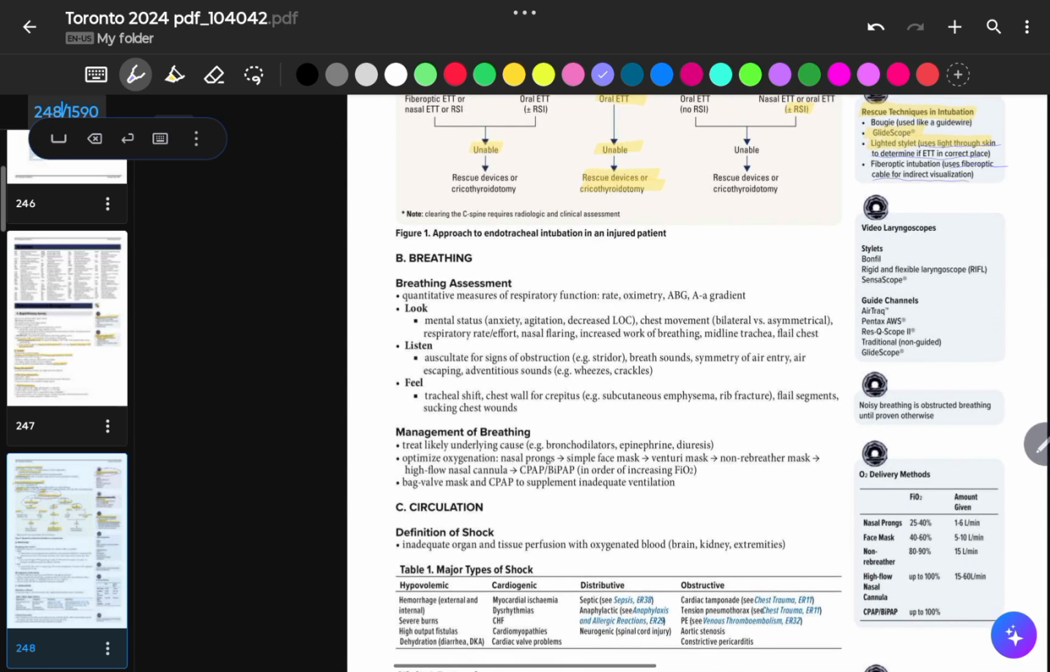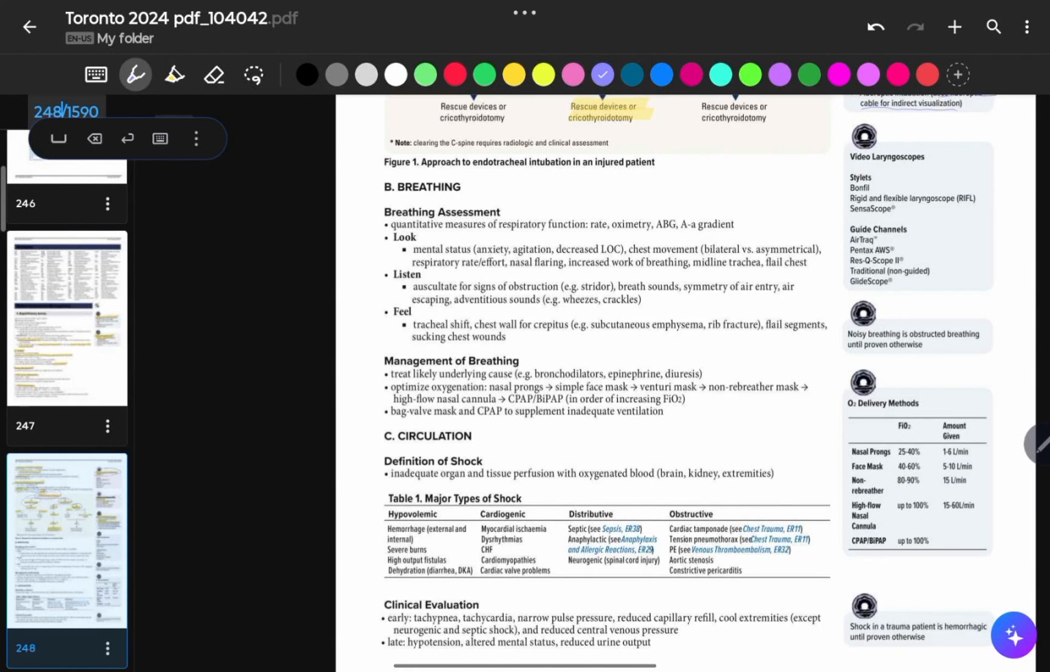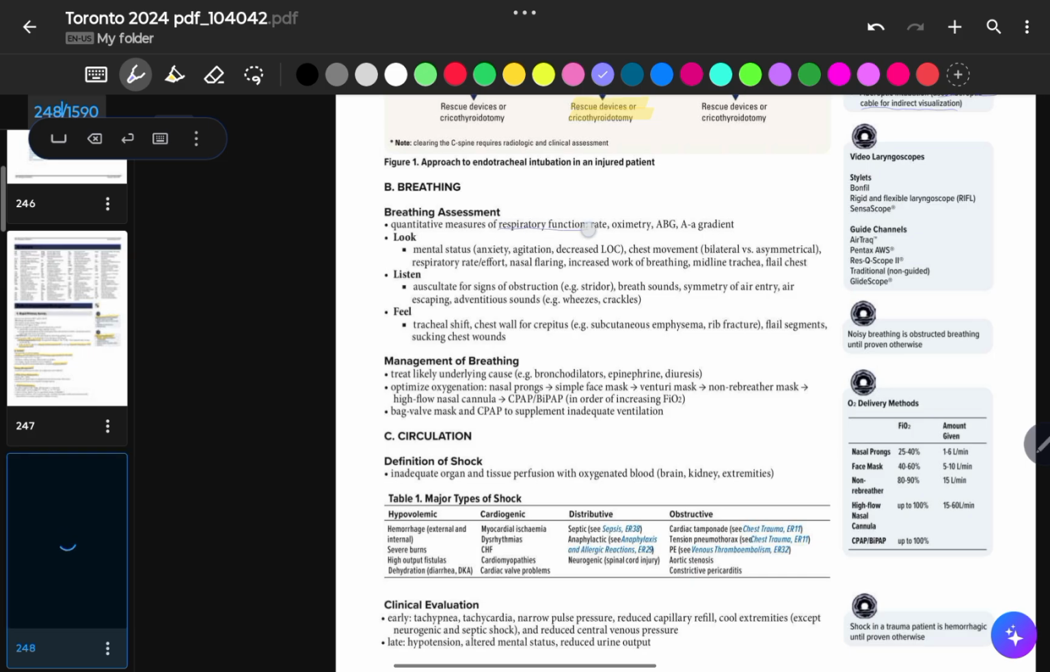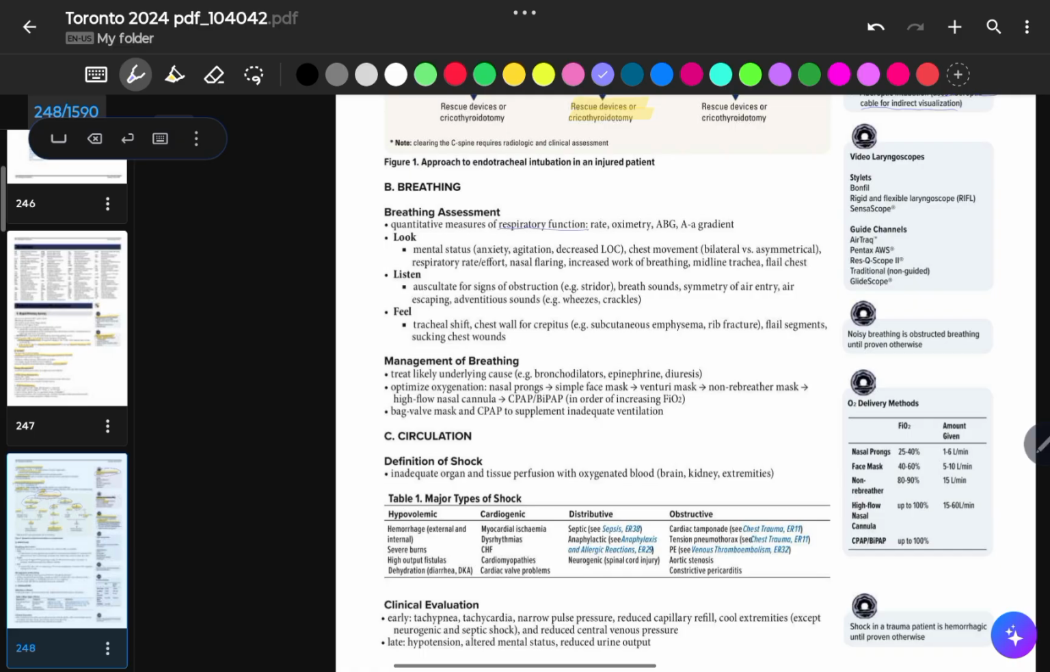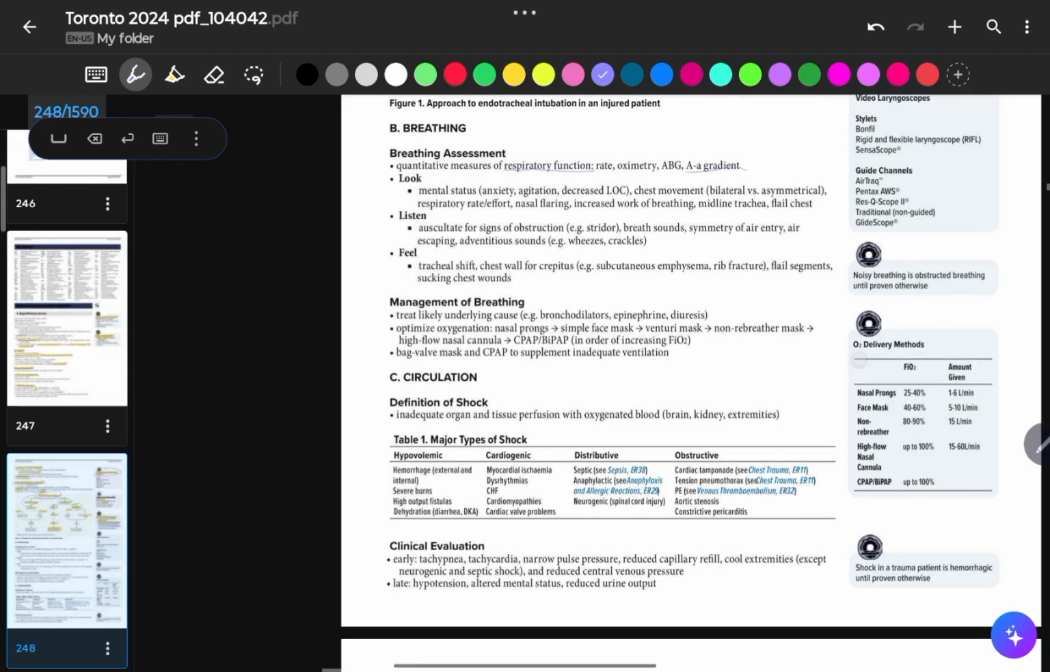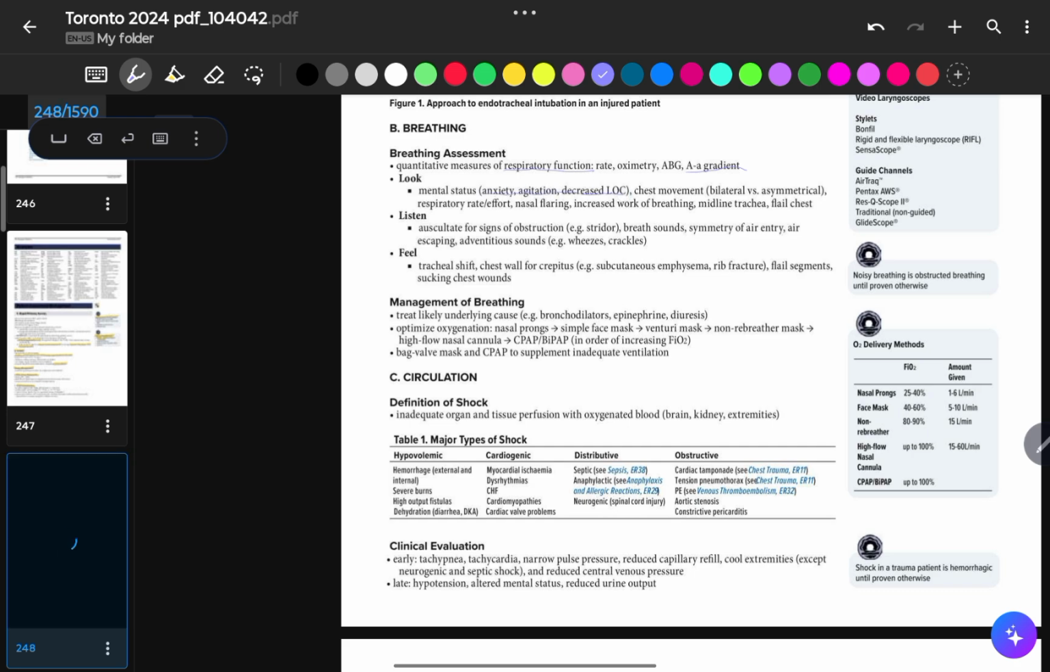All right. So once you are done with your airway, you move to breathing. When we're talking about breathing, obviously you want to put on your pulse oximetry at the same time. You want to measure your respiratory function: what is your respiratory rate, what is the saturation. Someone is taking an ABG. You want to check your carbon dioxide levels, and you want to check your A-a gradient. All right. So once that's done, then you look, listen, and feel. You look at the mental status of the patient. Does the patient have anxiety? Is the patient agitated? Does the patient have loss of consciousness? So that's the mental status.